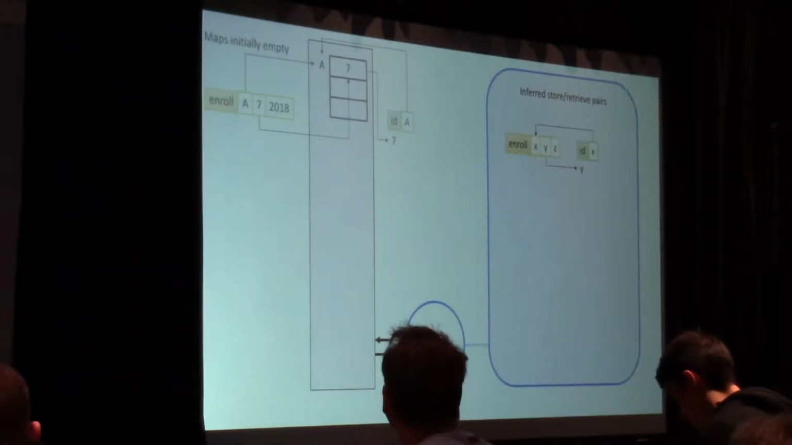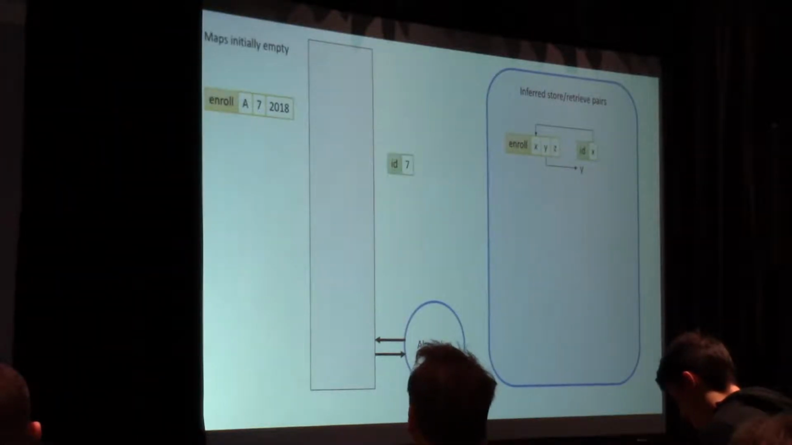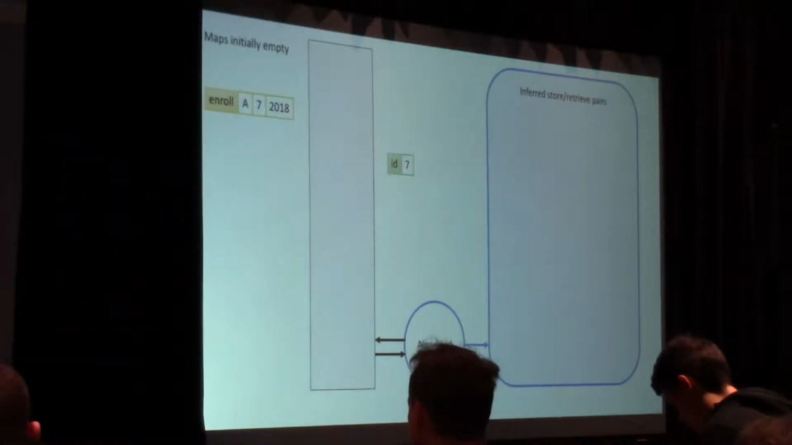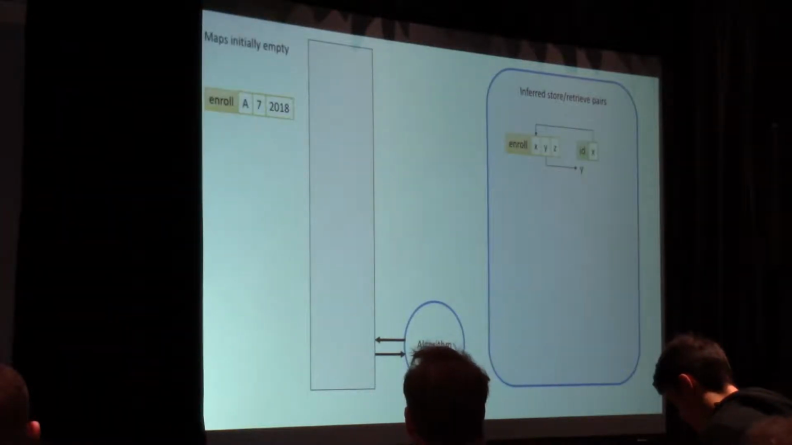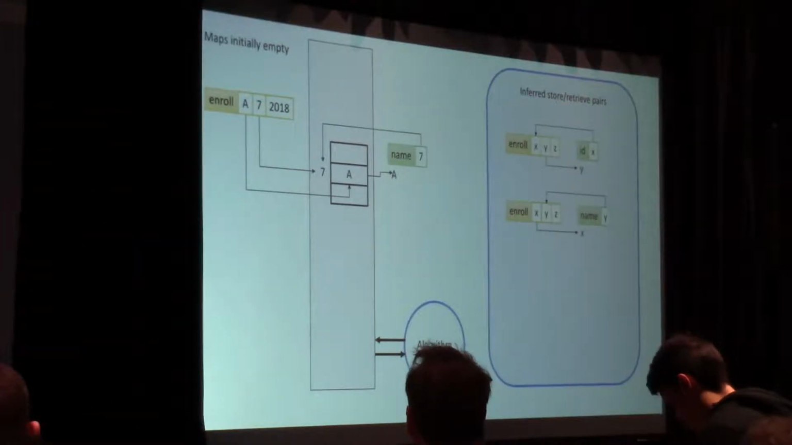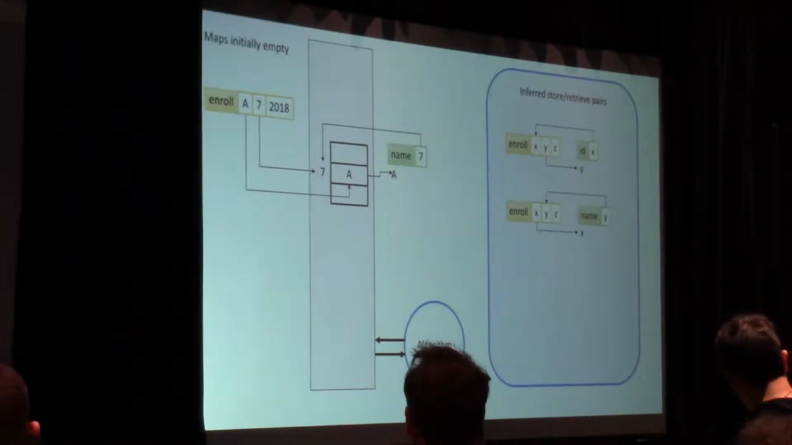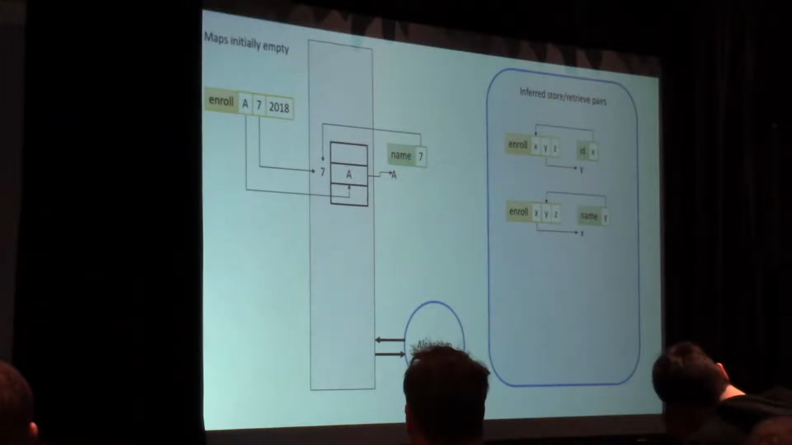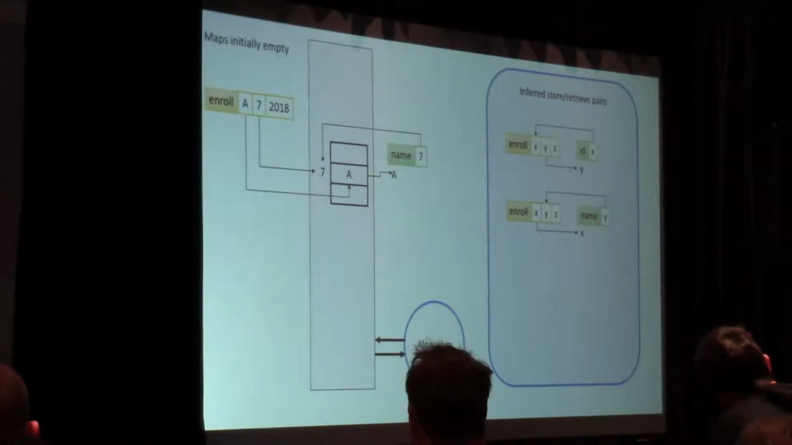Now, I do it again. Now I type ID 7, and nothing comes out. So now I don't know there's a map there, but I do know that this thing is unrelated. Now I just keep doing this, and now I found another one. If I type name 7, I get A back out. So now I know there's a different map inside there. I've got 2 different maps.